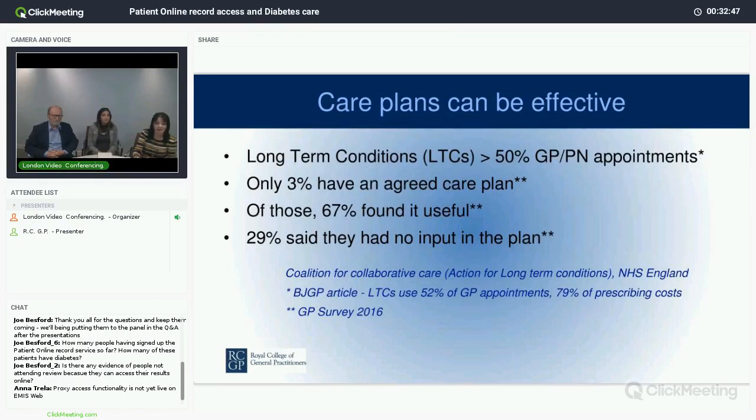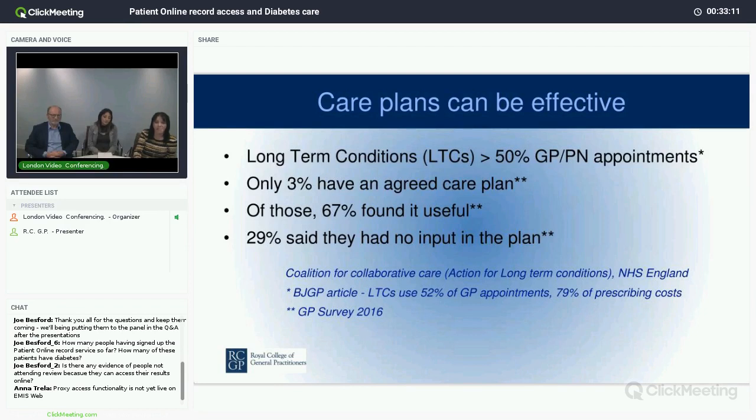So sometimes it doesn't have to start very complicated with every input, the retinal screening. It can start with quite basic things and get the patient engaged with that. And then as time goes on, as they grow, more can be inputted. There is evidence that care plans can be effective.